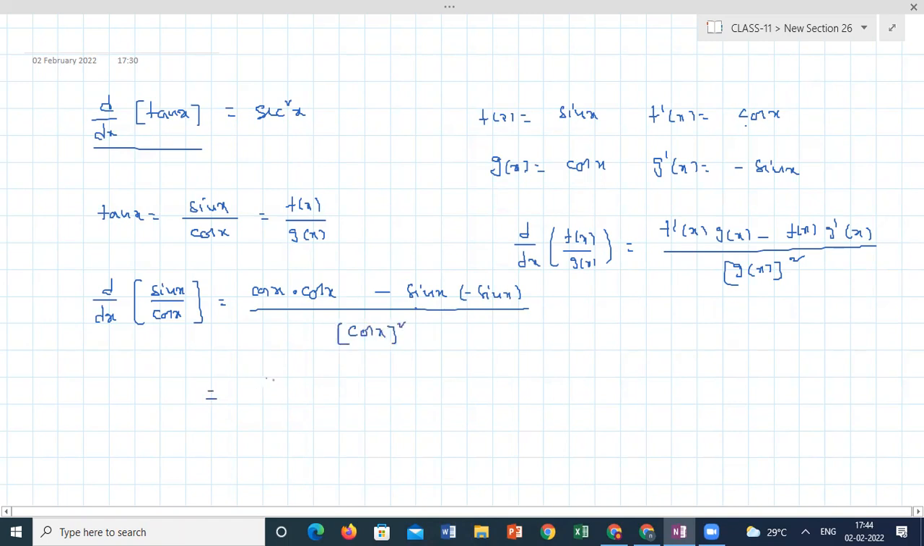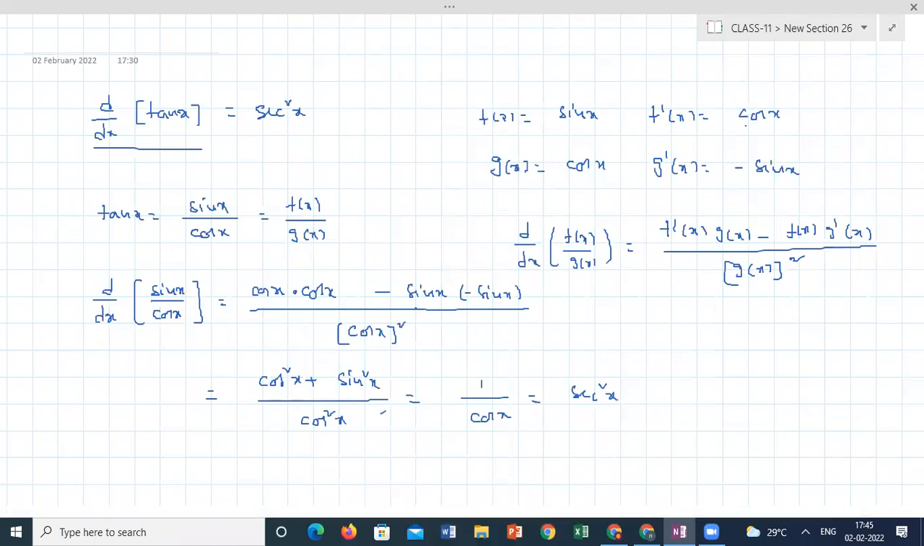This will be cos square x plus sin square x divided by cos square x, which is equal to 1 by cos square x, nothing but secant square x. See the beauty of this calculus. Even if you approach by any method, first principle, or writing sin x by cos x and applying the quotient rule, we get the same result. Understand the importance of the quotient rule, students?